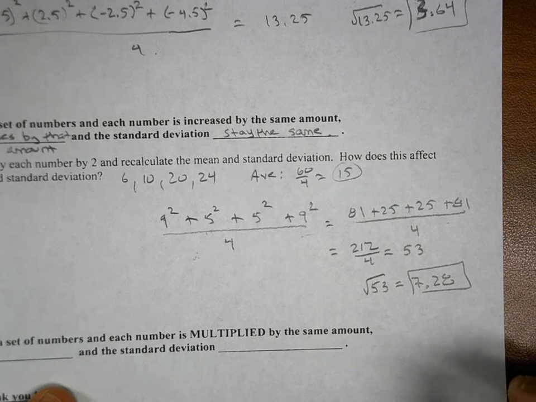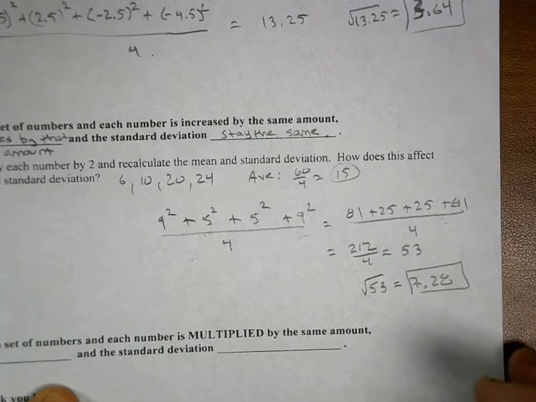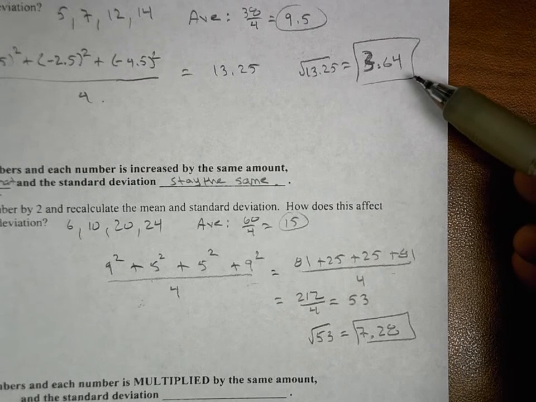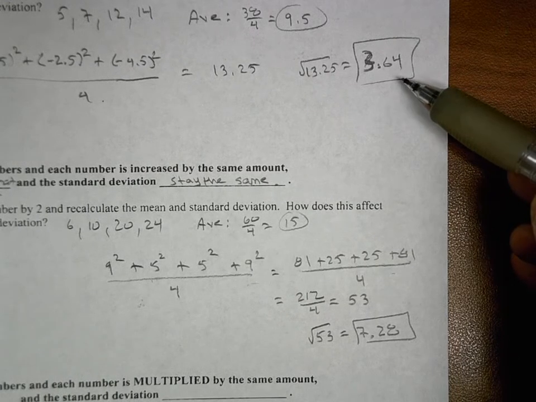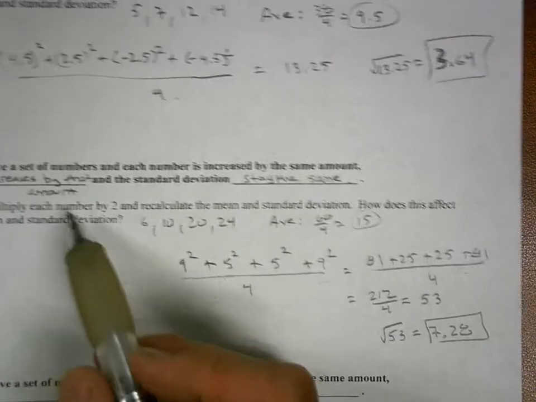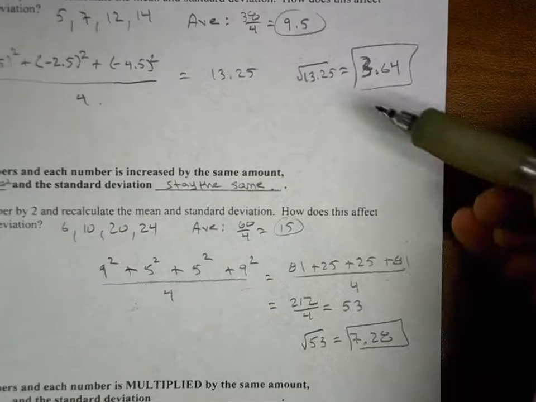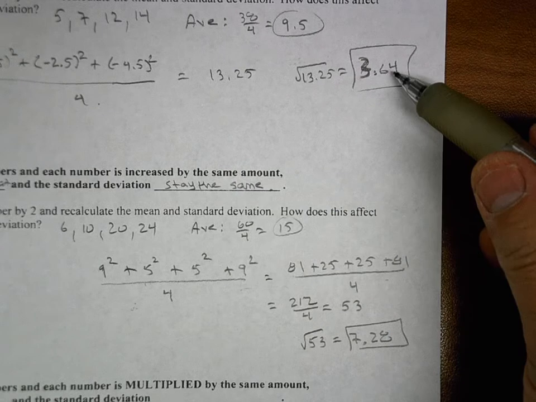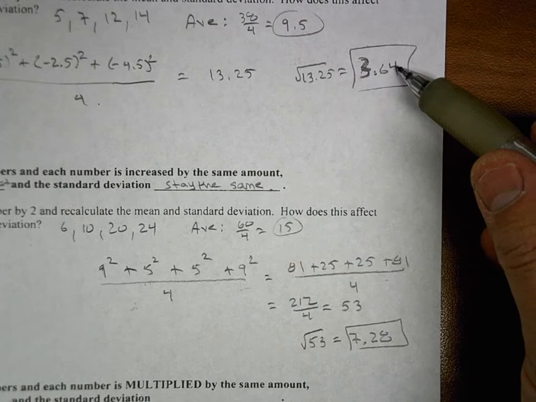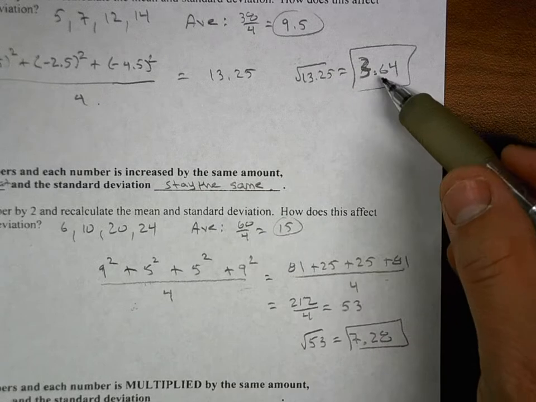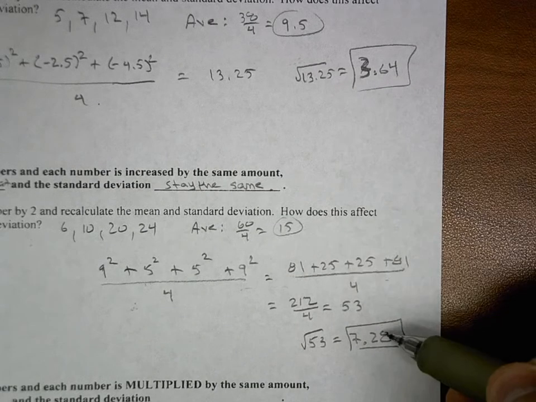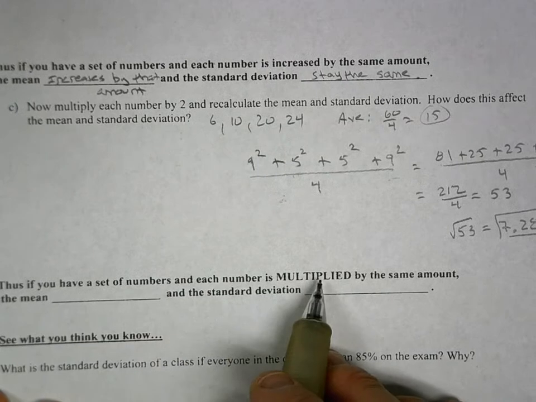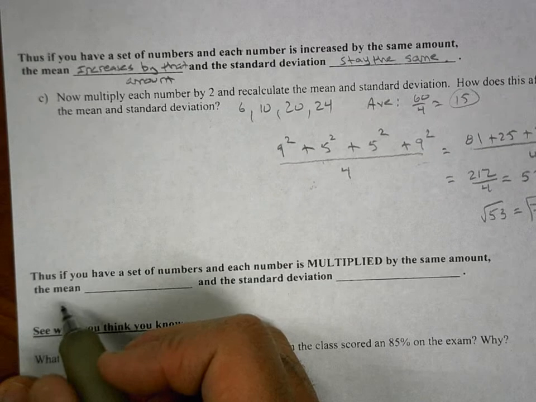Well, wait a second. How does that compare to the standard deviation before? Is that exactly multiplied by 2? Okay, multiplied by 2 because we multiplied all the numbers by 2. What happens if we had multiplied by 3? Most likely that would triple. It would most likely triple that number. If we multiplied everything by 5, it would be multiplied by 5. And that is true. Okay, thus, if you have a set of numbers and each number is multiplied by the same amount, the average, what happened to our average?